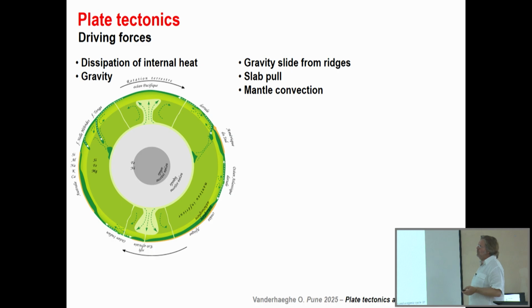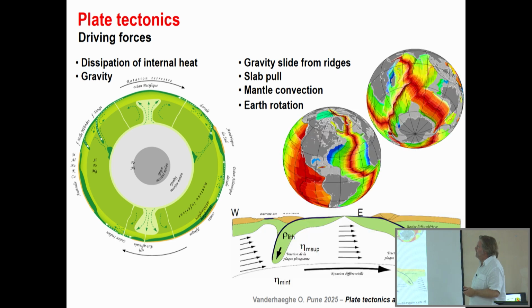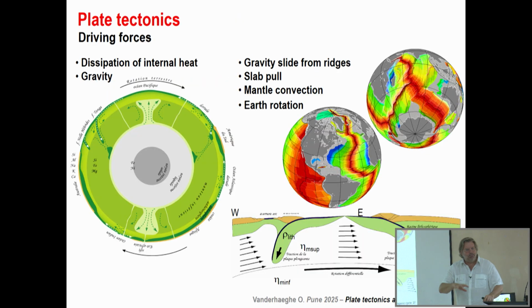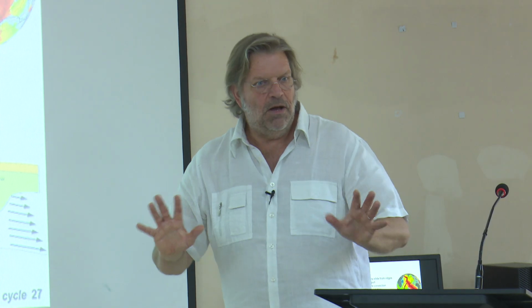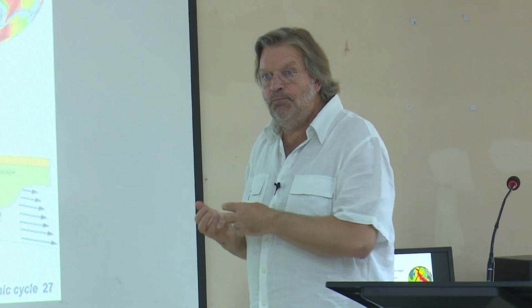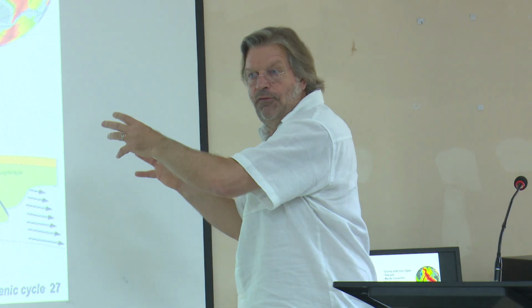So plate tectonics is really driven by dissipation of internal heat, which leads to gravitational instabilities, convection, gravity slide from the ridges, slab pull as the plates get denser along convergent plate boundaries, and Earth rotation. Okay, so that's plate tectonics. I see you taking notes. That's the history of plate tectonics. So now we're going to put the orogenic cycle into that frame.